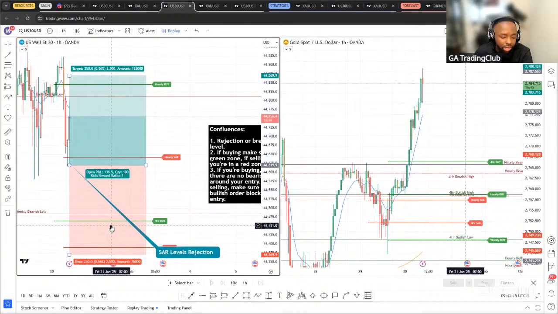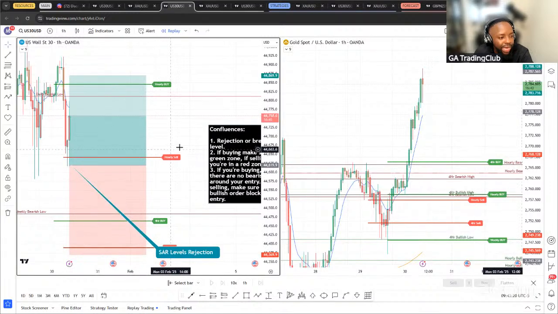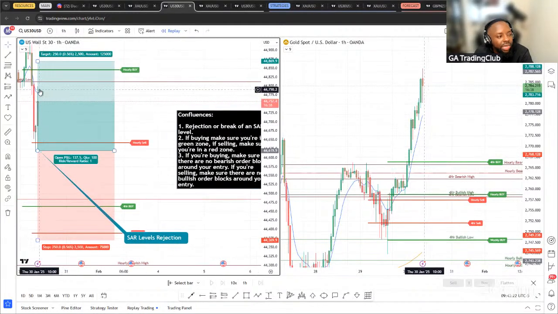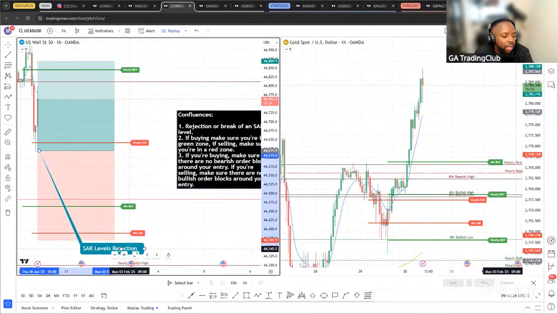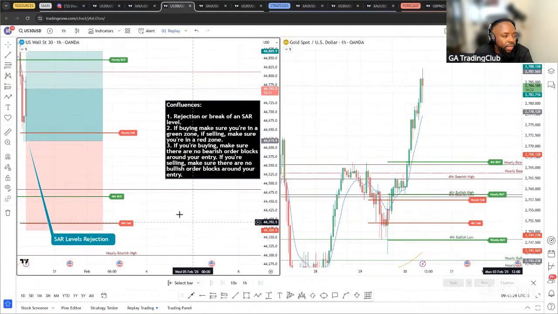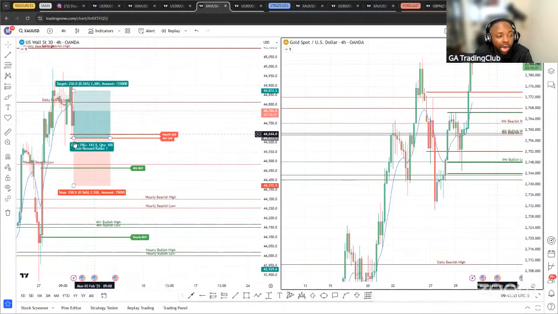So yes, 250 points is pretty wide, but you can see just by this hourly candle alone, it has already covered about 50% or 60% of the stop, I'm sorry, of the TP. Now the other confluence for this was the 4 hour. On the 4 hour, we had a similar entry.